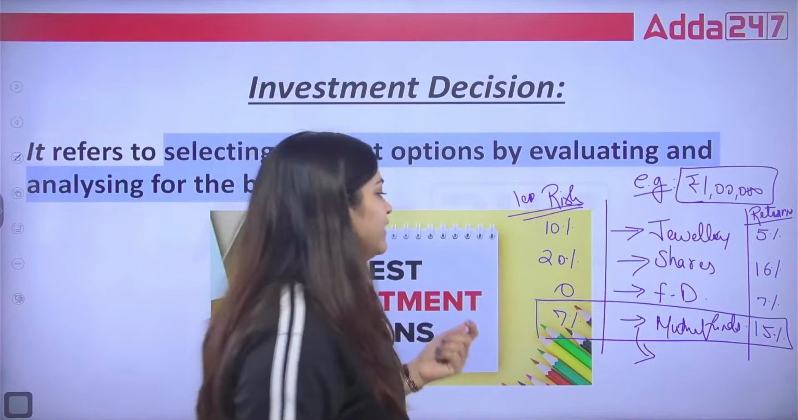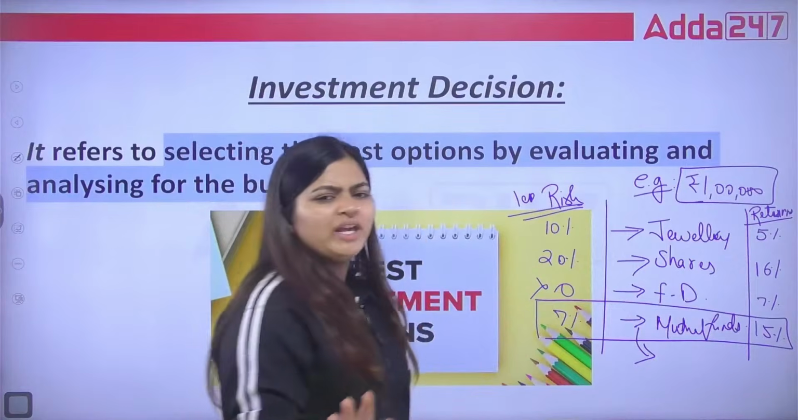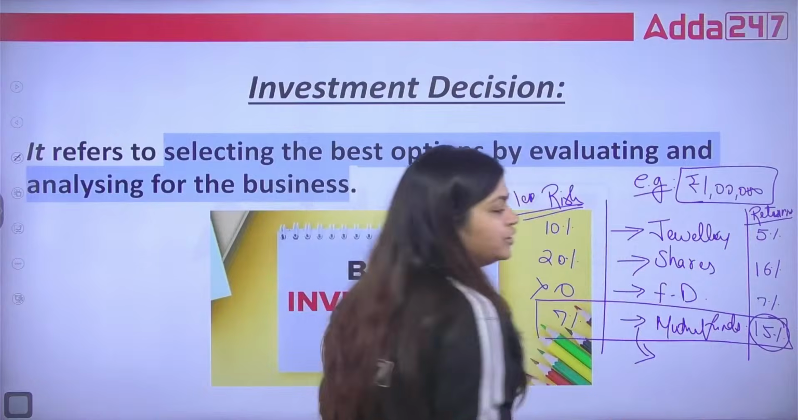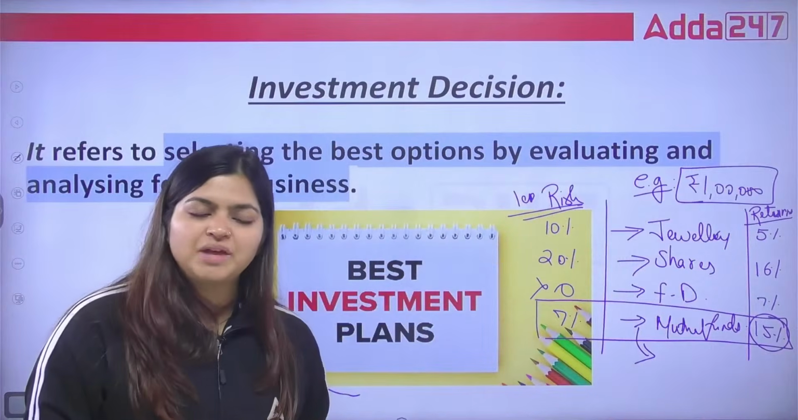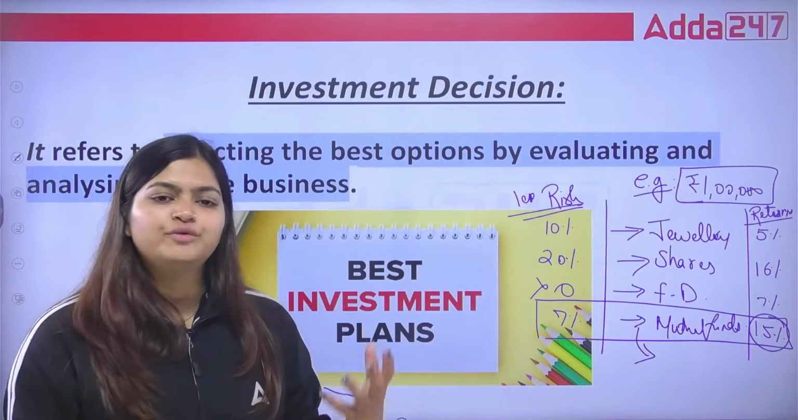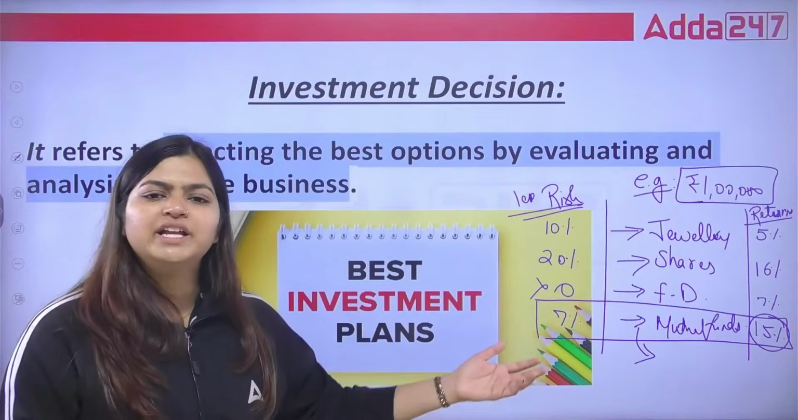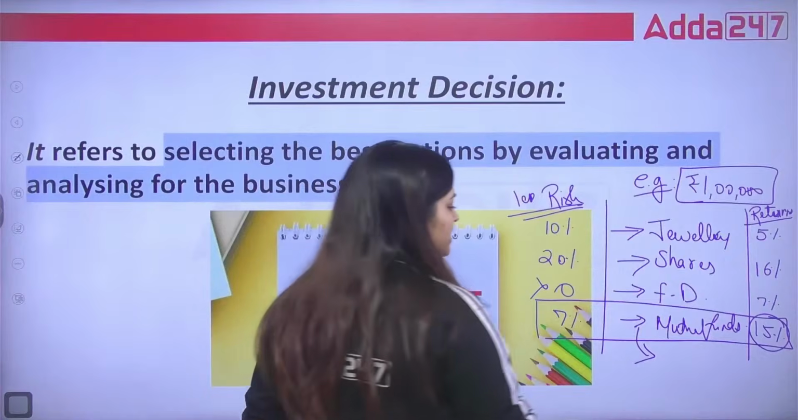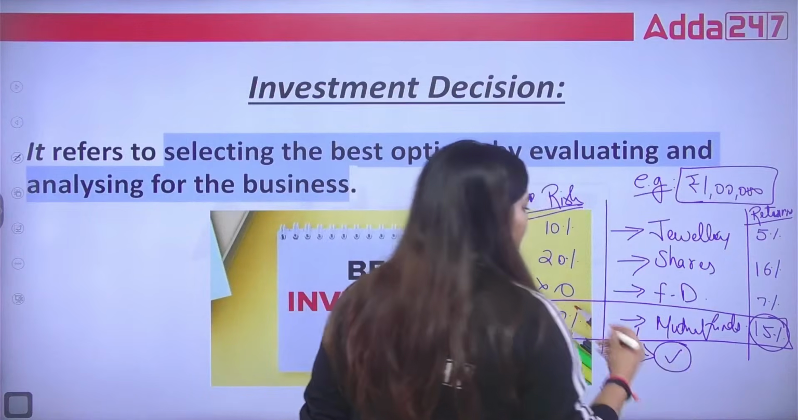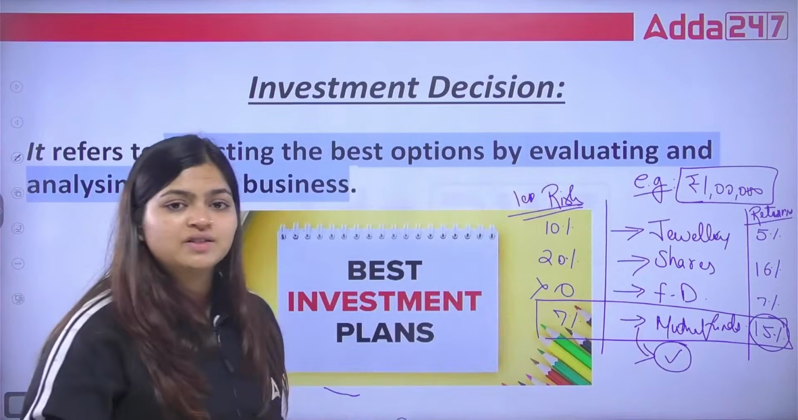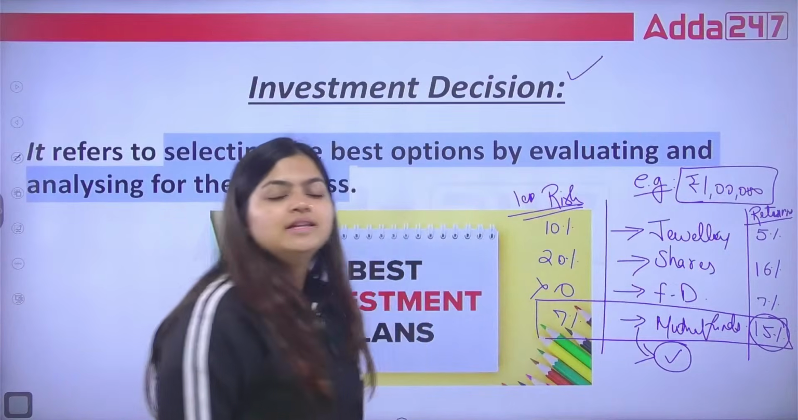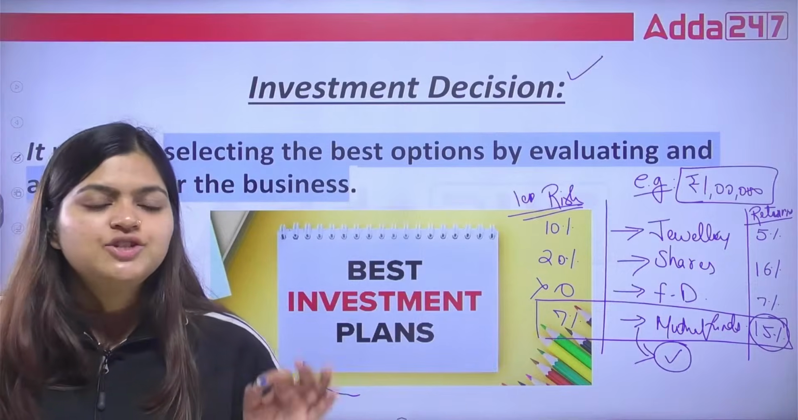So what I will say, FD is okay, but if I go with the mutual funds, I am earning a good amount of return. Even though I have to face some risk, that is very minimum compared to the remaining options. So when I'm going with the mutual funds, then let's invest my 1 lakh rupees in these mutual funds, then that is the investment decision I have made. Yes, this is the investment decision I have made.